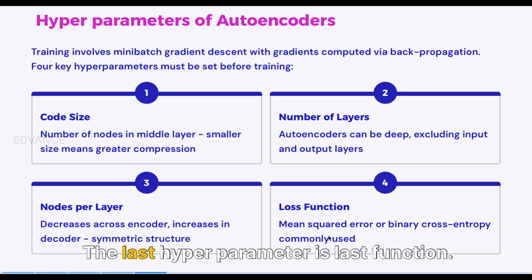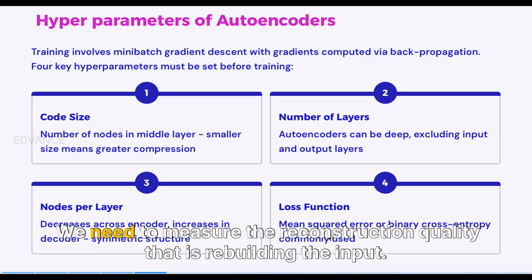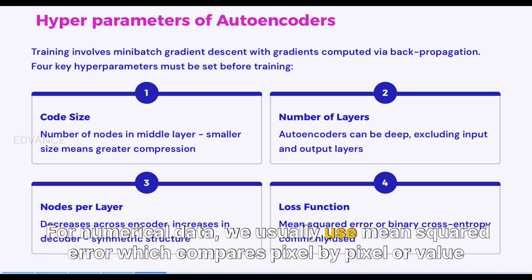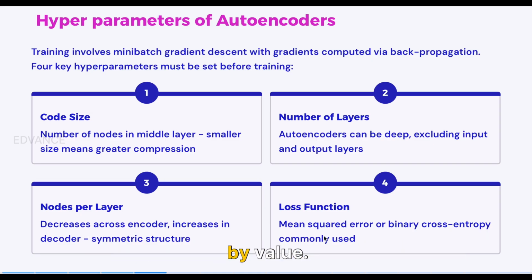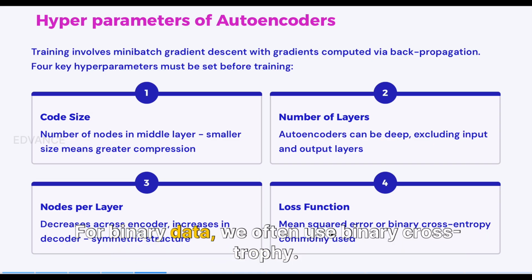The last hyperparameter is the loss function. We need to measure the reconstruction quality, that is, how well it rebuilds the input. For numerical data, we usually use mean squared error, which compares pixel by pixel or value by value. For binary data, we often use binary cross-entropy.